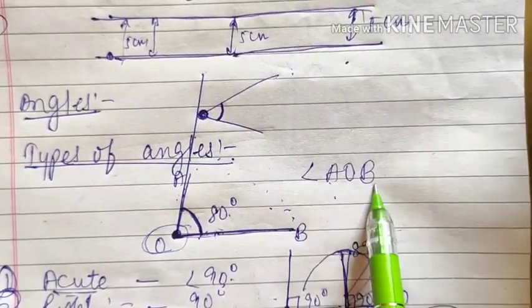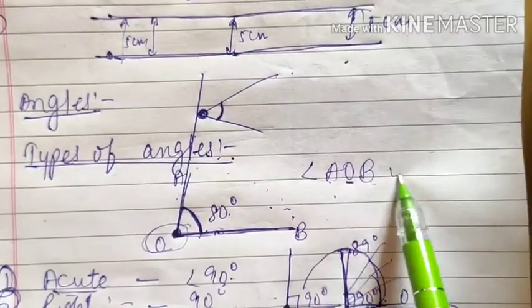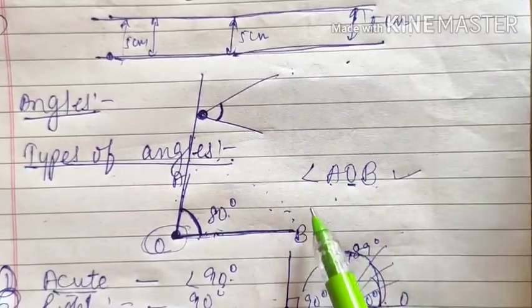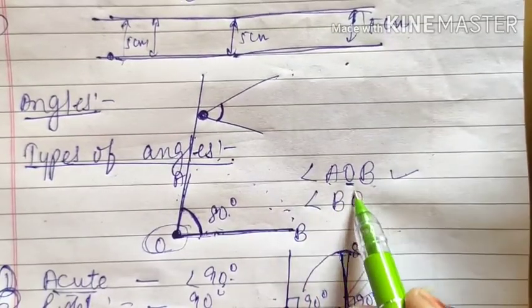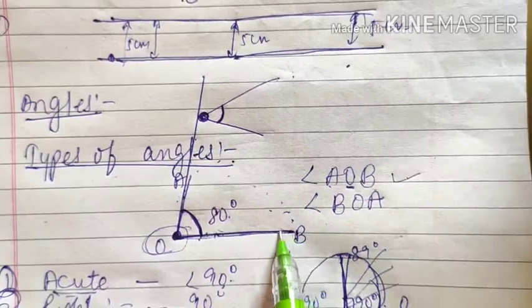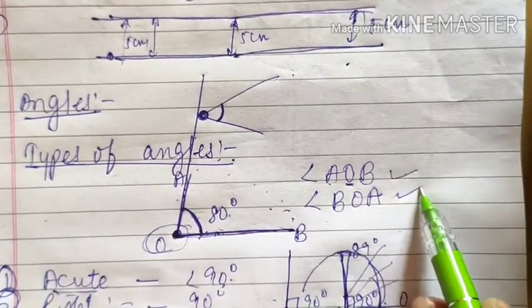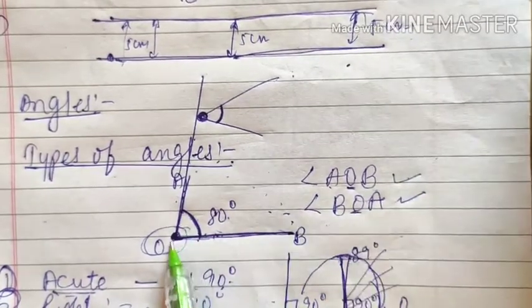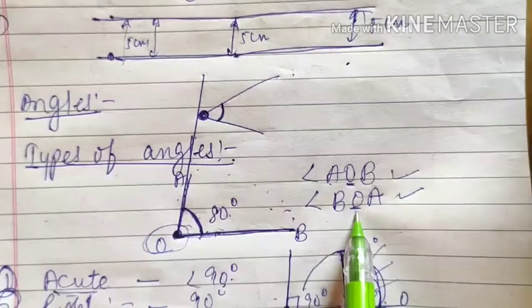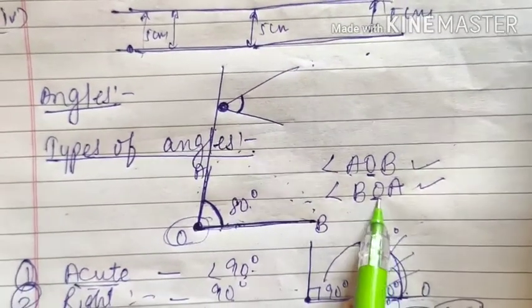You see, you have three things and O must be in between. This is the correct answer. Similarly, you can also name it as angle BOA. That means you can start from here, BOA. This is also correct because O, your vertex, is coming in between. Till then, the naming is okay.